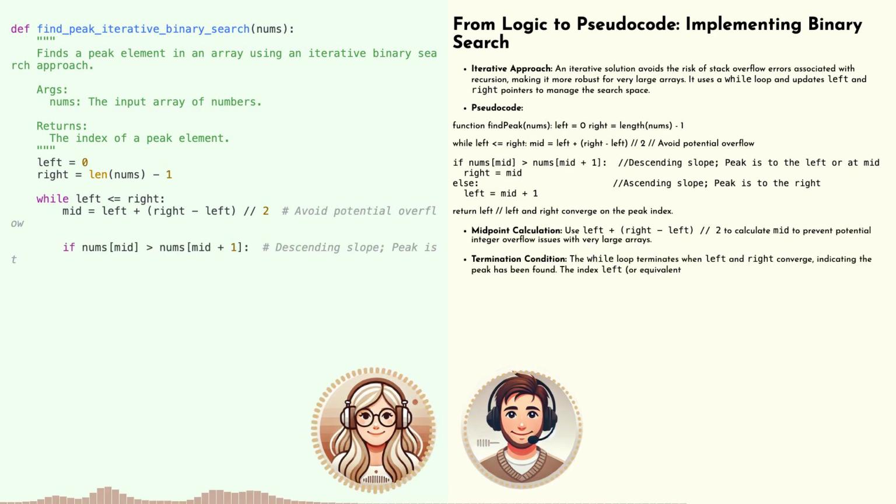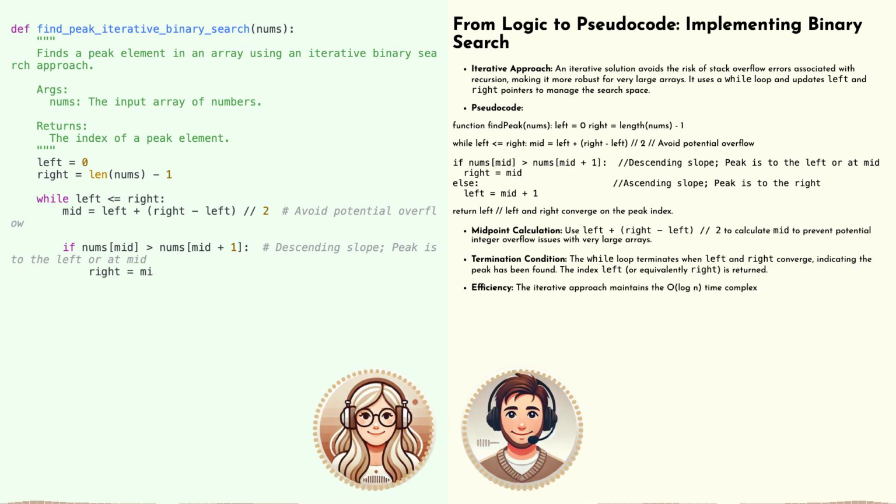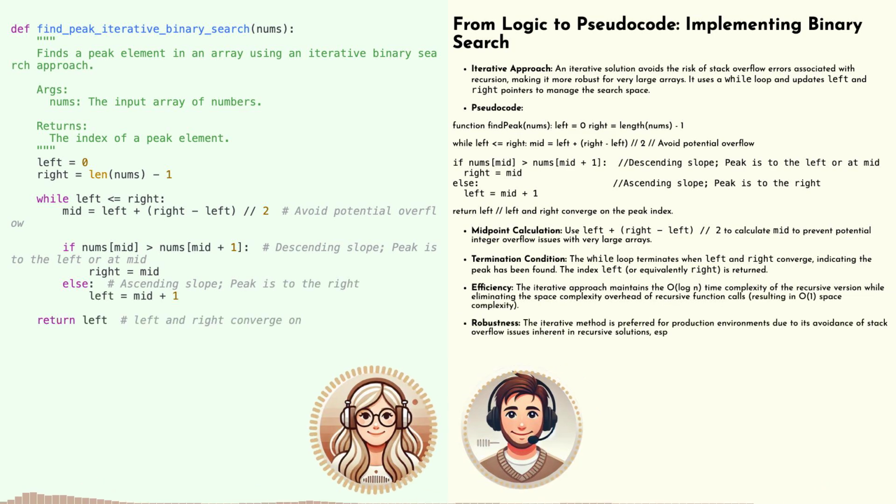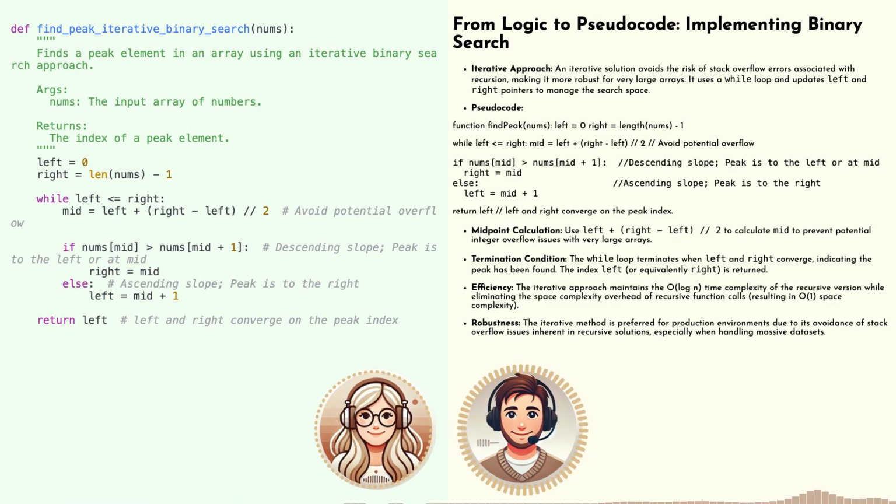Exactly. So first, we need to define a function. We can call it findPeak, which would take an array as input. And inside this function, we'd initialize two pointers. We can call them left and right, which initially point to the beginning and end of the array, respectively. So left would start at index 0. Yes. And right would start at the index of the last element. Right, marking our search boundaries.